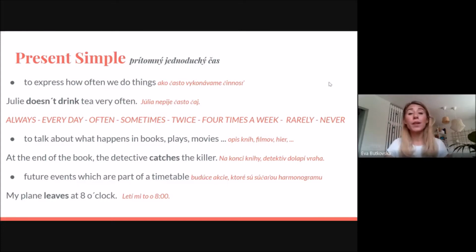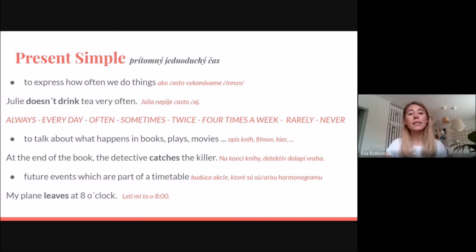We use present simple as well when we describe what happens in books, plays, movies, and etc. So we are describing what is happening in the book. So for example, at the end of the book, the detective catches the killer. So we describe what happens.